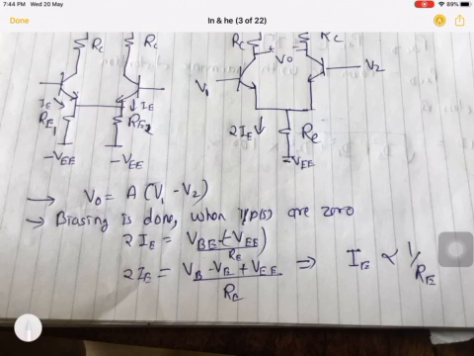So as of now, we can conclude that emitter current is nearly equal to the collector current, because IE is equal to IC plus IB, and if we have high beta, IE is nearly equal to IC. So I can also say bias current IC is proportional to 1 upon RE.